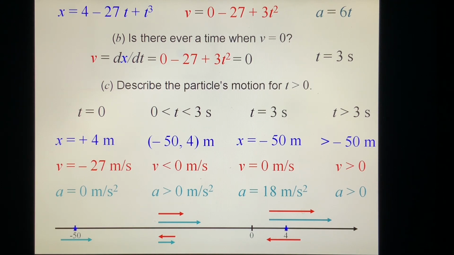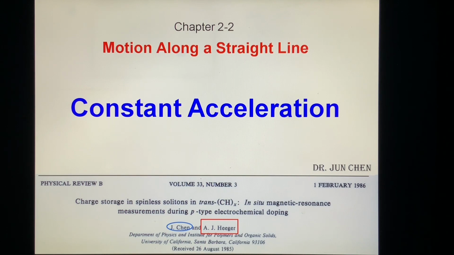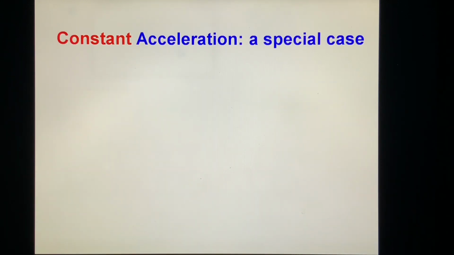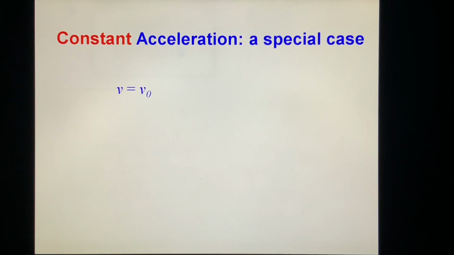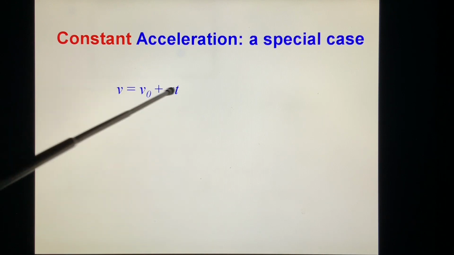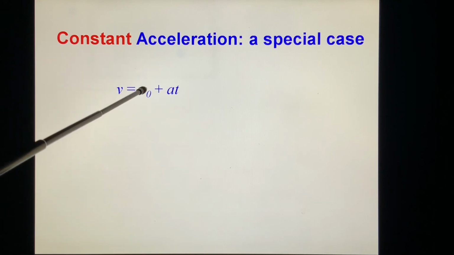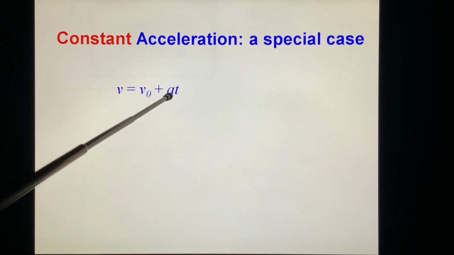This is the motion. Constant acceleration is a special case. It has three formulas you are quite familiar with from high school. First is v equal to v0 plus at. The velocity at time t equals the velocity at time 0, the initial velocity, plus the constant acceleration times t.